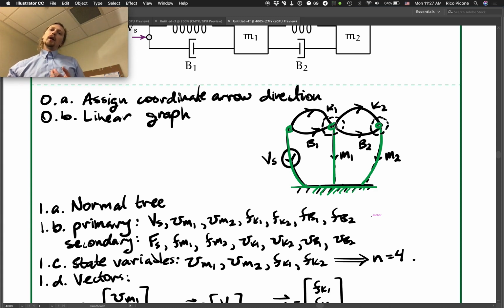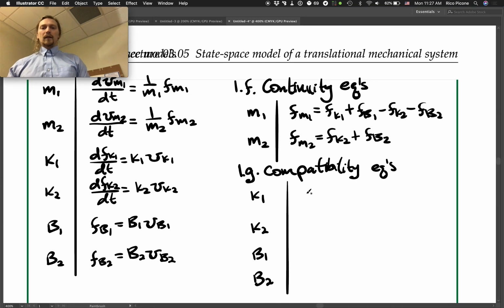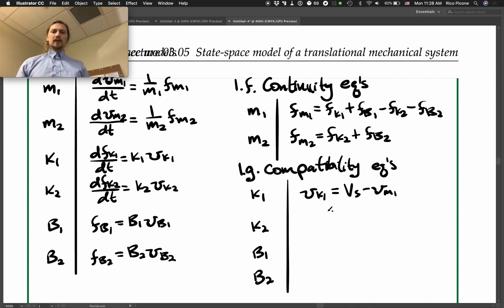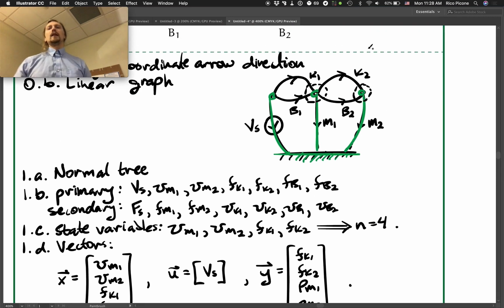So VK1, remember this vector addition way of doing it, VK1 is equal to VS minus VM1. And then we've got K2 is the next one I've got here. So if we put K2 in, we've got this loop over here. So we say VK2 has to equal VM1 minus VM2.